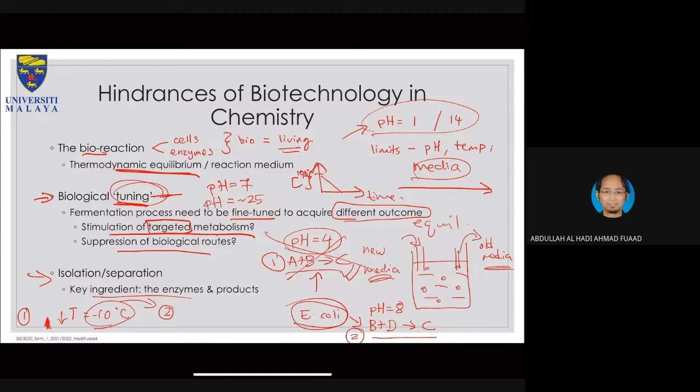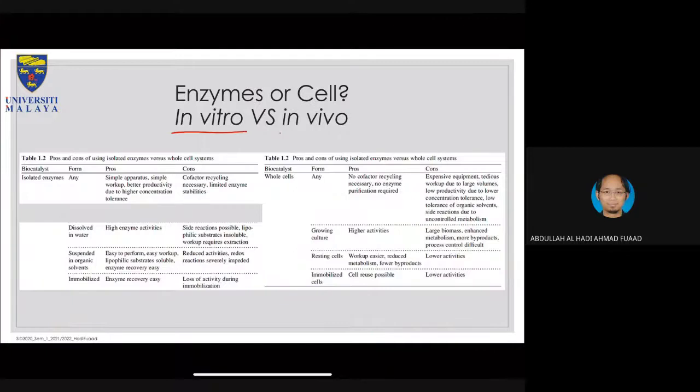But once it is optimized, the yield can be very, very high. The yield can be even purer, and separation or purification might not be needed at all. So those are some advantages. And now, if you're still thinking about which one you should use, due to the advantages of using biotechnology: should you use the in vitro approach or in vivo approach?